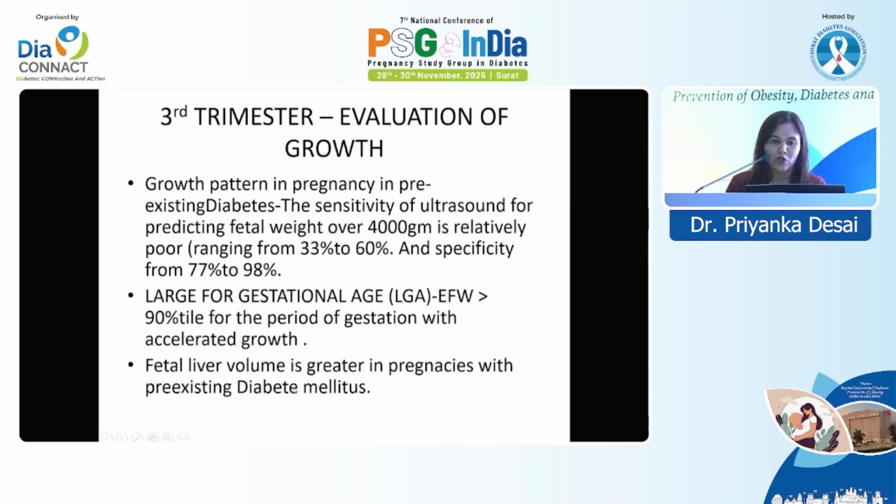So moving on to third trimester, evaluation of fetal growth. So growth pattern in pregnancy in pre-existing diabetes, mainly what we see is a large for gestational age fetus where the estimated fetal weight is more than 90th centile for the period of gestation. And in such babies, we see an increase in the fetal liver volume.